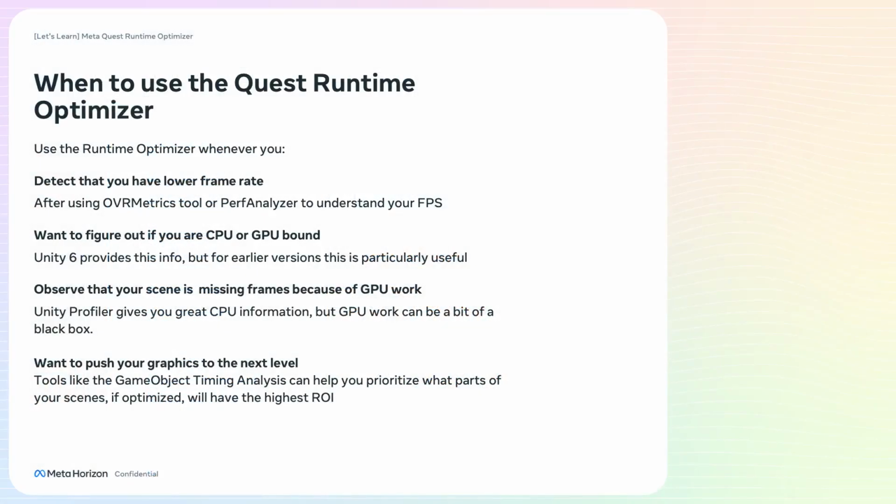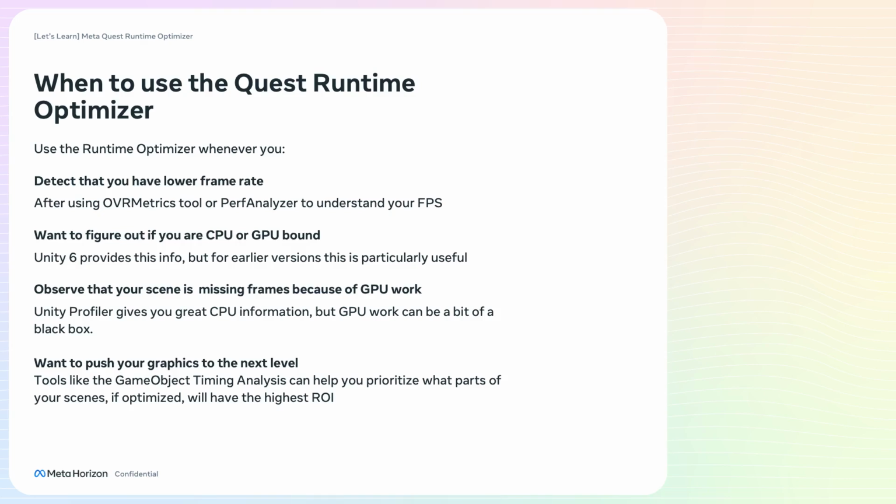So lastly, this is just a little bit of a TLDR of when you should potentially use the Quest Runtime Optimizer. Some of the flows where we've used Runtime Optimizer and found it useful is whenever you have a low frame rate for a long period of time. You can use something like OVR Metrics Tool or Perf Analyzer to understand where your FPS is, and if you detect that your FPS is very low for a while, then we'd recommend using the Quest Runtime Optimizer there.